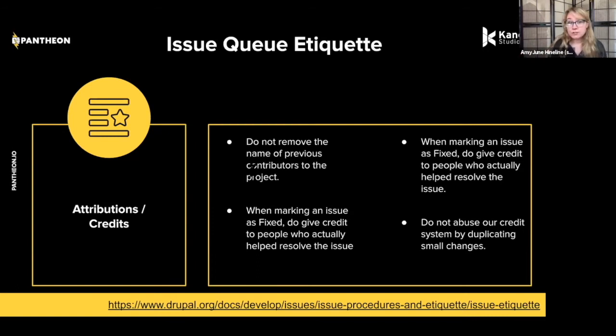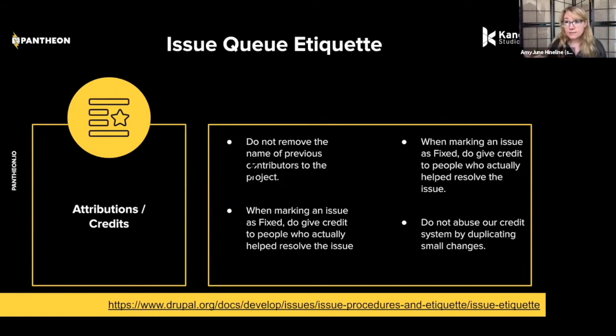If you attribute yourself, do also add attributions for previous maintainers that have contributed to the project, again back to that legacy. And when you mark an issue as fixed, make sure that you give credit to people who actually helped resolve the issue. There's a whole lot of information that you can look up on granting credit to issue contributors.